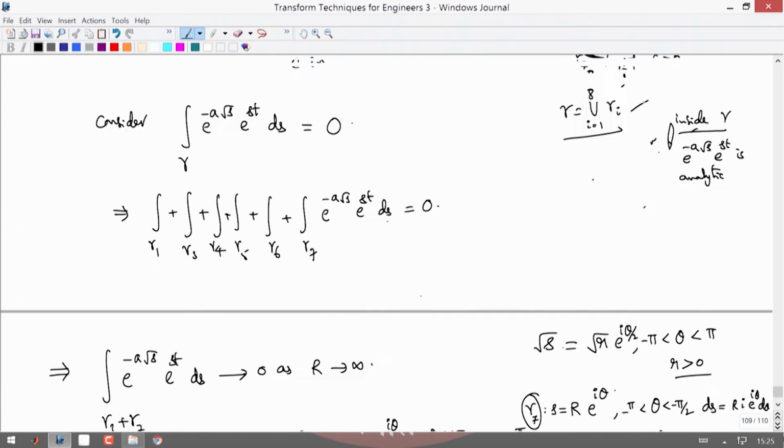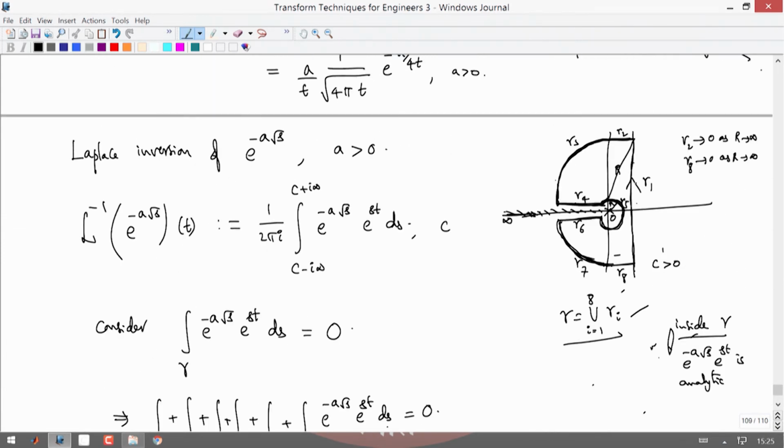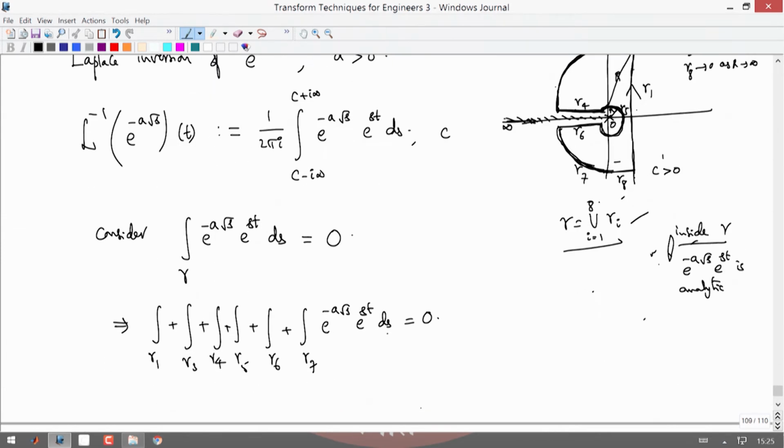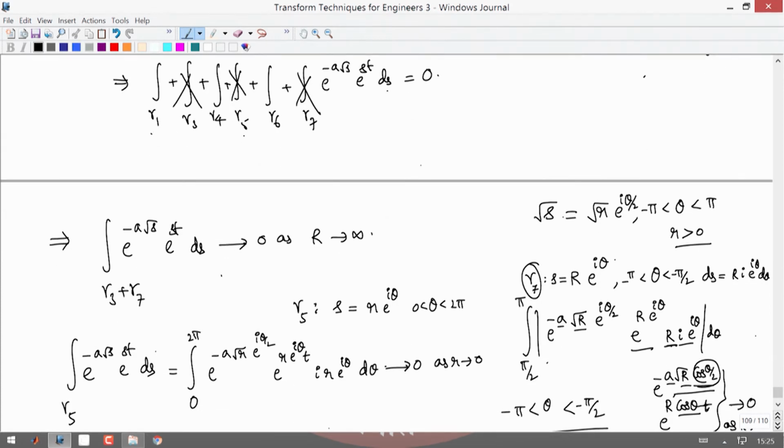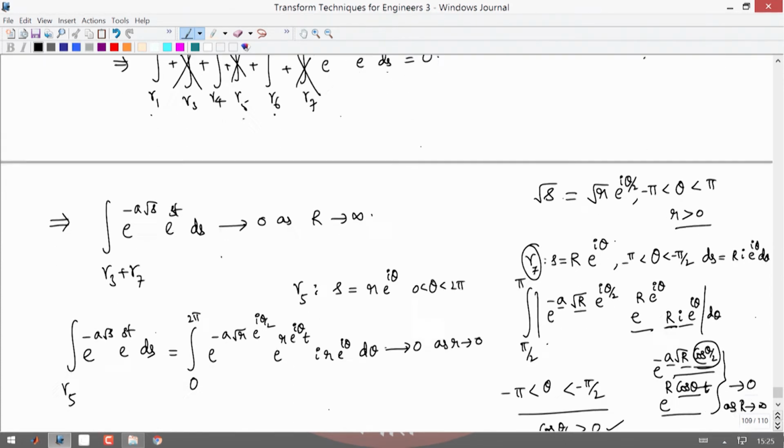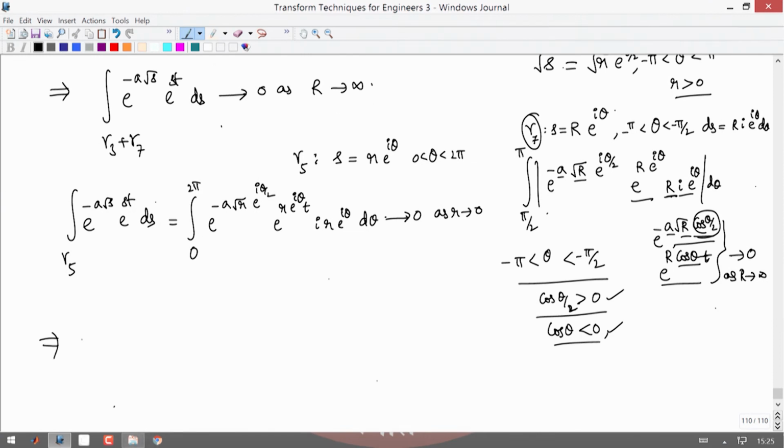So, what is left is gamma 1, gamma 4, and gamma 6 together. Gamma 7 is gone, gamma 3 is 0, and gamma 5 is 0. So, what you have left is gamma 1, gamma 4, gamma 6, which together give 0. This implies the integral over gamma 1 plus the integral over gamma 4 plus the integral over gamma 6 of e power minus a root s times e power s t ds is equal to 0.